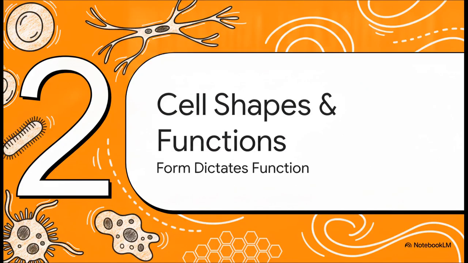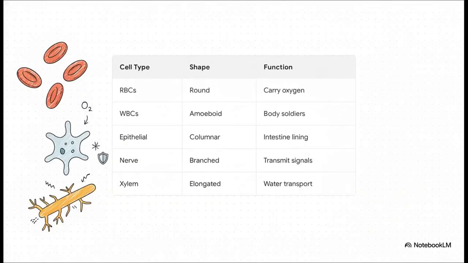Moving right along to section 2. Cell shapes and functions, where form absolutely dictates function. So a cell's physical structure is always tied to its biological purpose. Just think about your own body for a second. Mammalian red blood cells, or erythrocytes, are round, biconcave discs. And get this, they famously lack a nucleus in adults just to maximize how much oxygen they can carry.